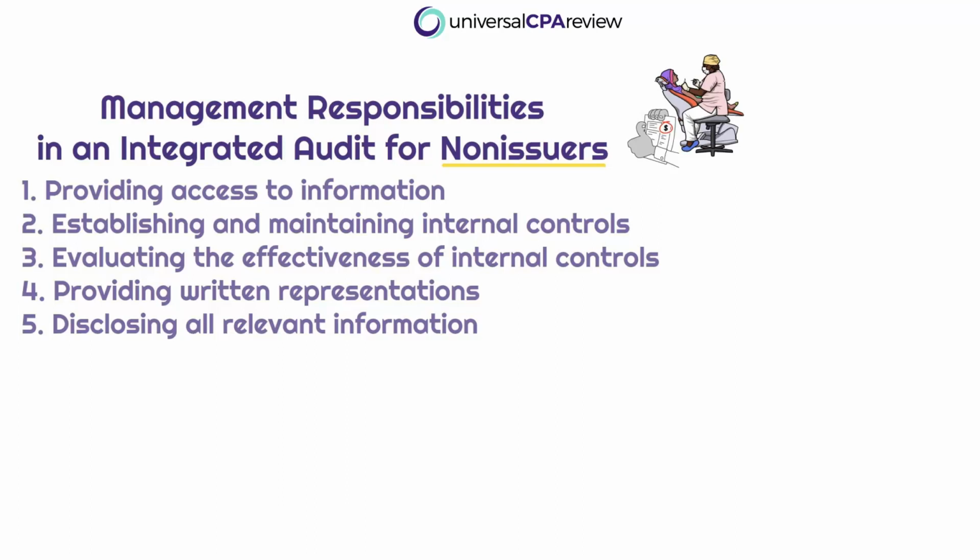Okay, but they're also going to be responsible for evaluating the effectiveness of internal controls. Okay, so management is responsible for evaluating the effectiveness of internal controls over financial reporting and for reporting any deficiencies in these controls to the auditor. Okay, so they're also going to be responsible for providing written representation. Okay, so management is responsible for providing this written representation as they would if this was for an issuer.